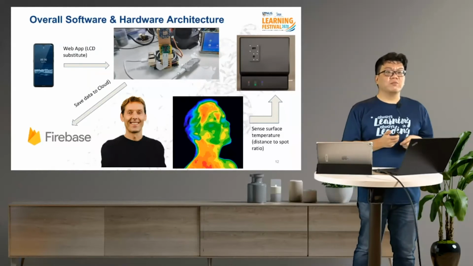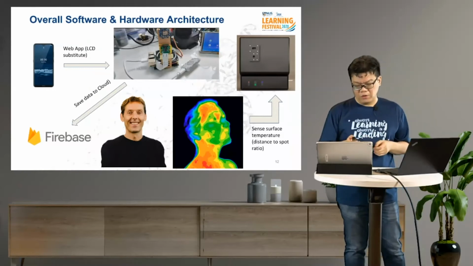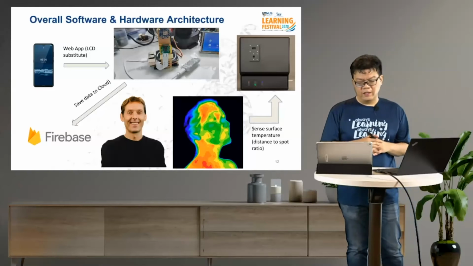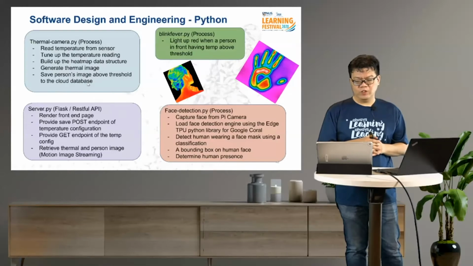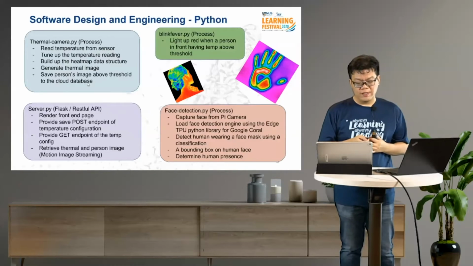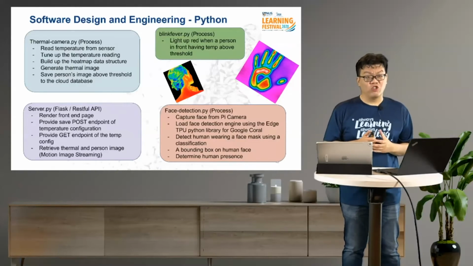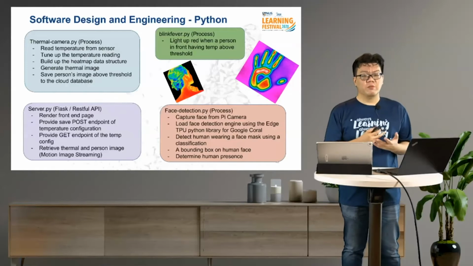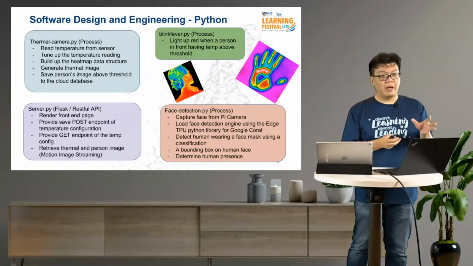Okay, so the first program is basically reading temperature values from the sensors. A bit of tuning and tweaking needs to be done due to room temperature. Then it builds up the heat map data structure and generates the thermal image. And lastly, if the person has a fever, I store it to the cloud database. This is the first Python program.